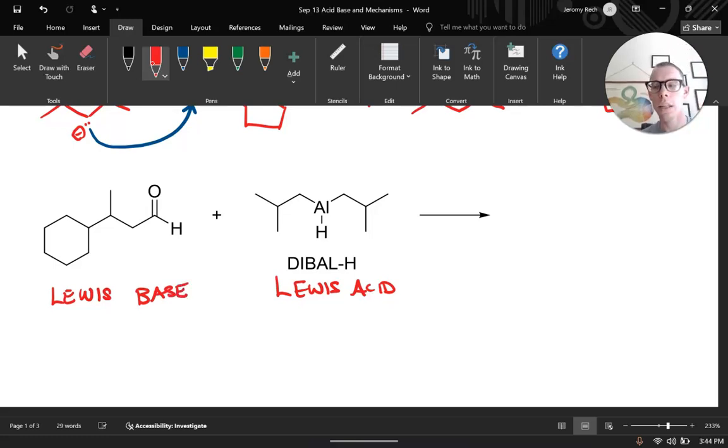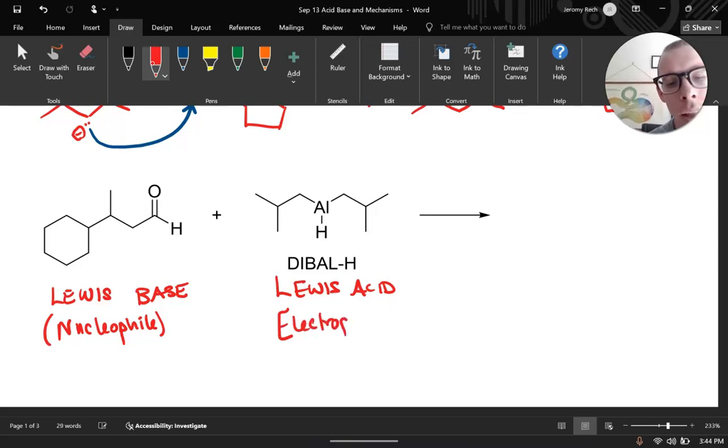So in the case of my Lewis base, I'm going to need to identify where my sources of electrons are, because my Lewis base, which is also known as my nucleophile, so if I wanted to also write that down, nucleophile, and that makes my Lewis acid my electrophile. My nucleophile needs to be my source of electrons. So where do I have lone pairs in my Lewis base?